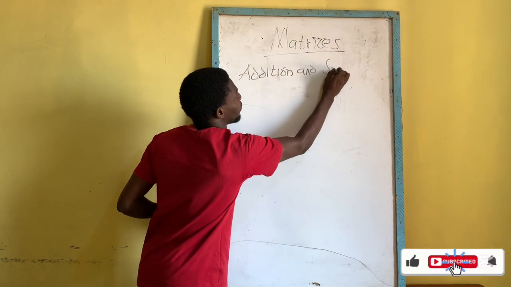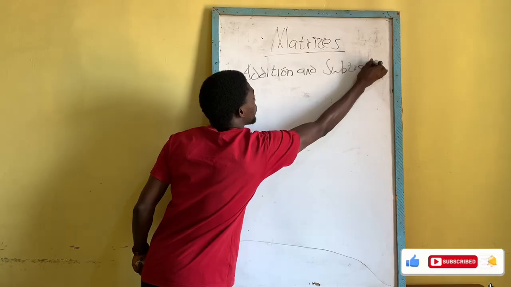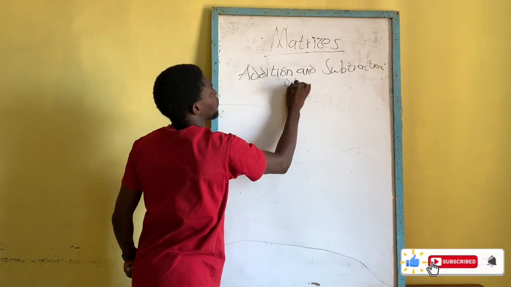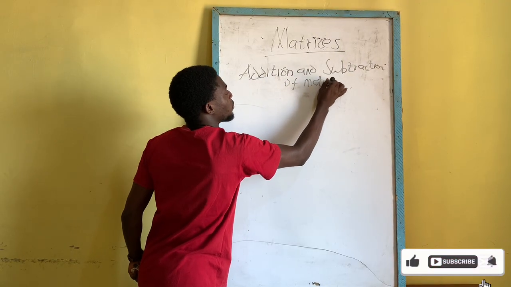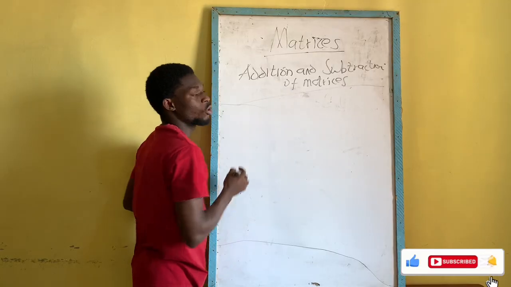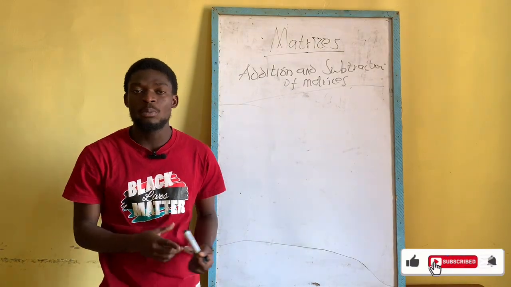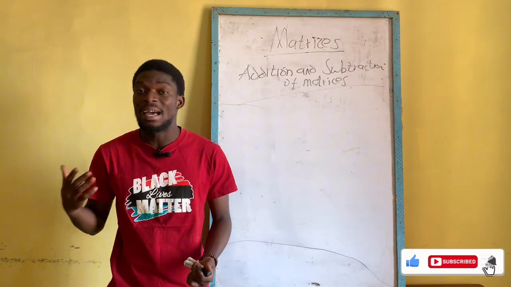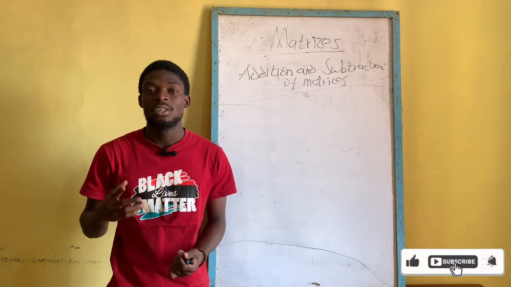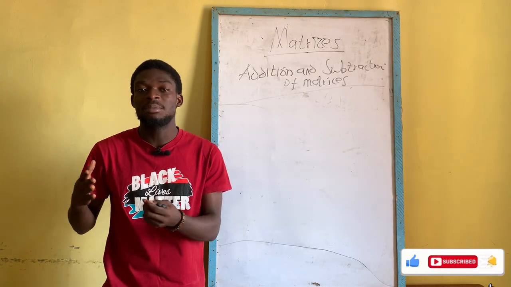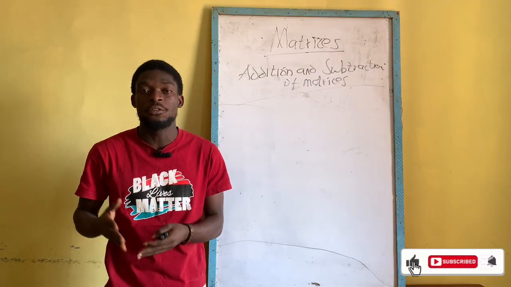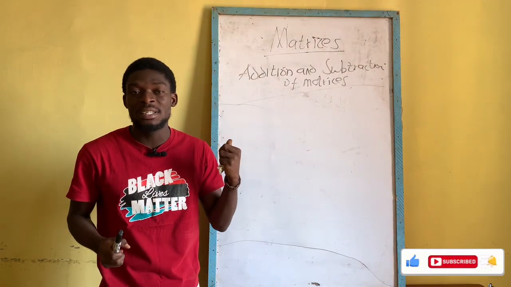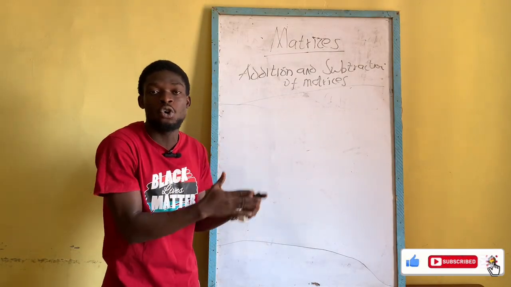Addition and subtraction of matrices. Two matrices can be added or subtracted when they are of equal dimensions. Did you get what I said? I said two matrices can be added or subtracted when they are of equal dimensions. As I explained earlier, dimension means rows by columns.